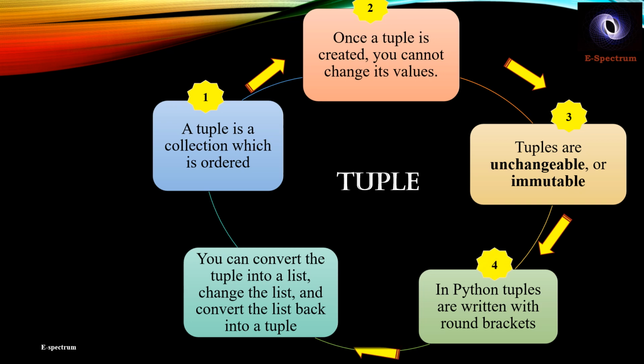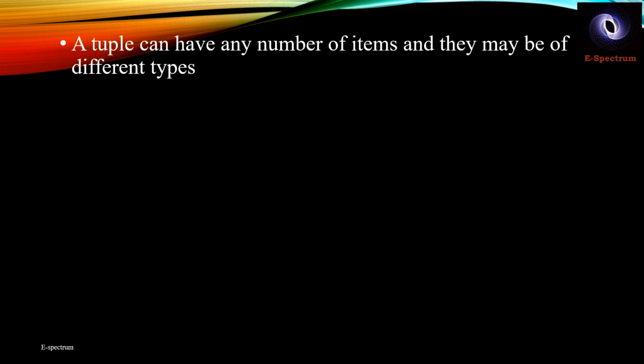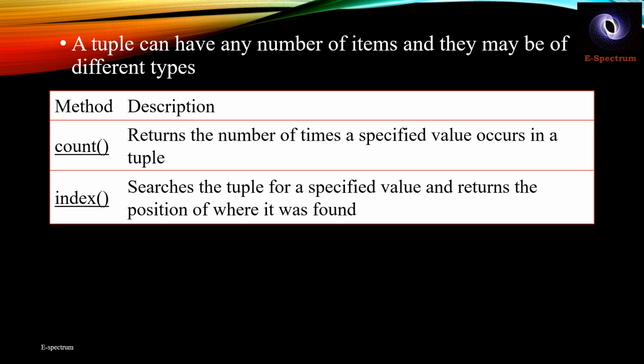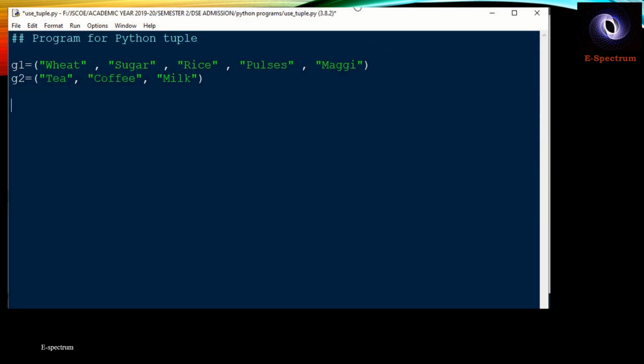You can convert the tuple into a list, change it, and convert the list back into a tuple. So whatever changes I want to do, I can do it in the list and again create the tuple. It is possible. So a tuple can have any number of elements and they may be of different types also. The different methods supported for the tuple in Python are count and index. Let us see the use of tuple through the program.